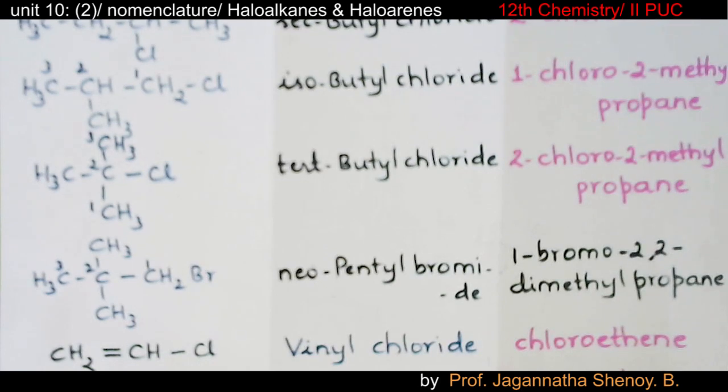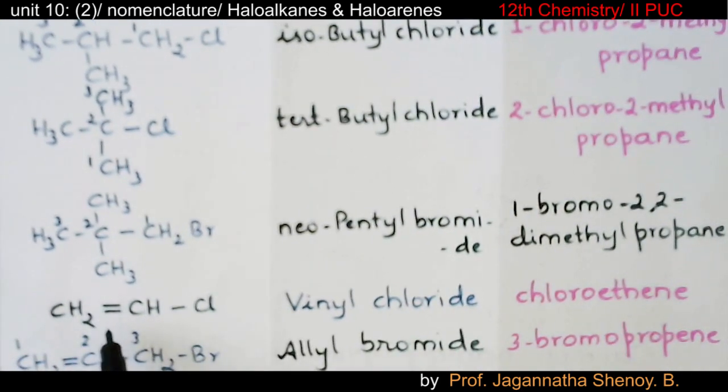Moving over to the next example, we have an unsaturated derivative over here. When you observe this, you can make out it's a CH2 double bond CH. In fact, this is the derivative of ethene. Now CH2 double bond CH2 is ethene. There one hydrogen atom is replaced by a chlorine atom. So the CH2 double bond CH group is called the vinyl group. That's why the common name of this compound is vinyl chloride.